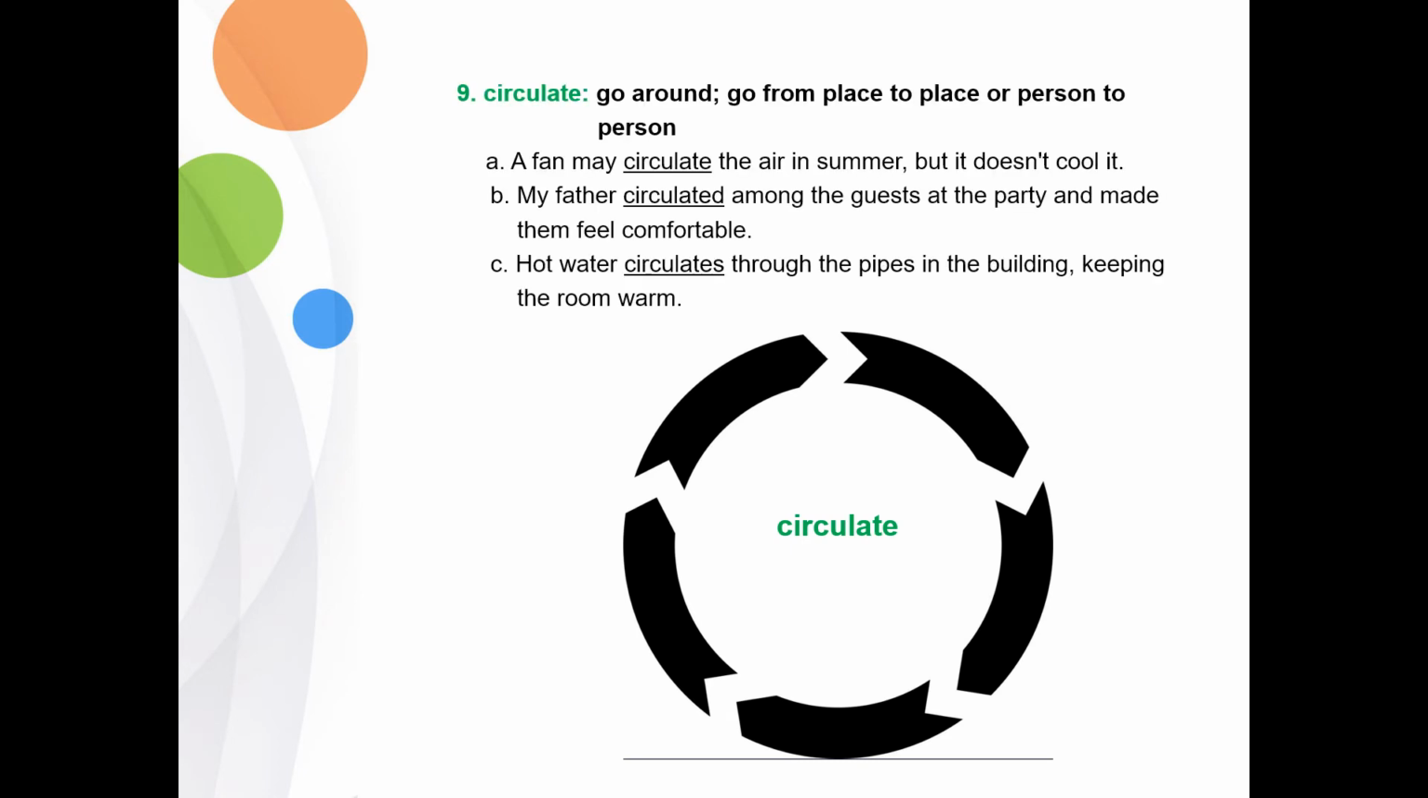Circulate. Circulate means go around, go from place to place, or person to person. Examples: number 1. A fan may circulate the air in summer, but it doesn't cool it. Number 2. My father circulated among the guests at the party and made them feel comfortable. Number 3. Hot water circulates through the pipes in the building, keeping the room warm.